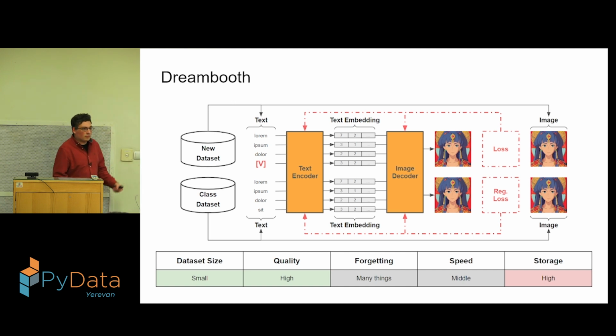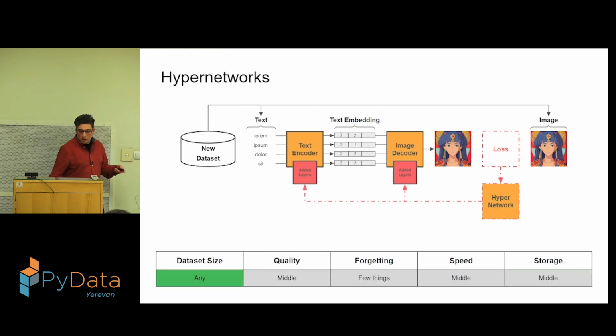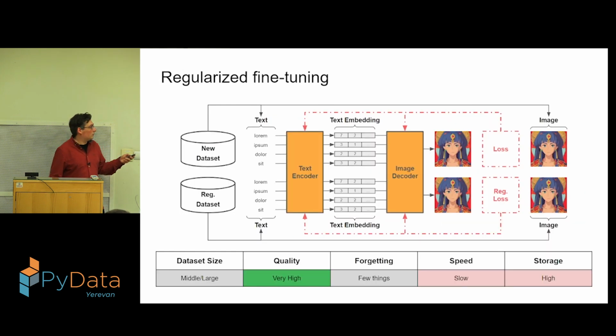Is it fair to compare this model with the other ones, such as LORA or Hypernetworks? No. The idea is the following. In LORA, Hypernetworks, and regularized fine-tuning, we don't have this unique identifier thing, so it's not necessary. These are much more generic fine-tuning methods than Dreambooth and Textual Inversion.